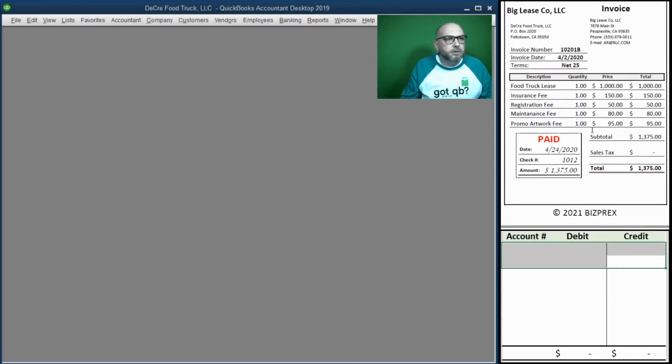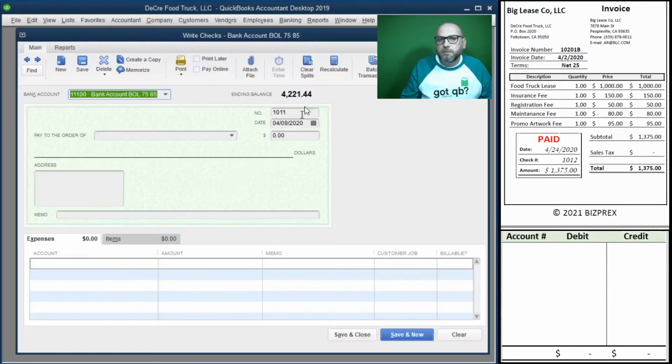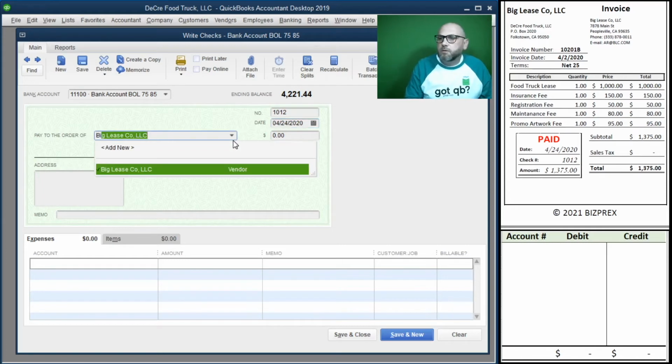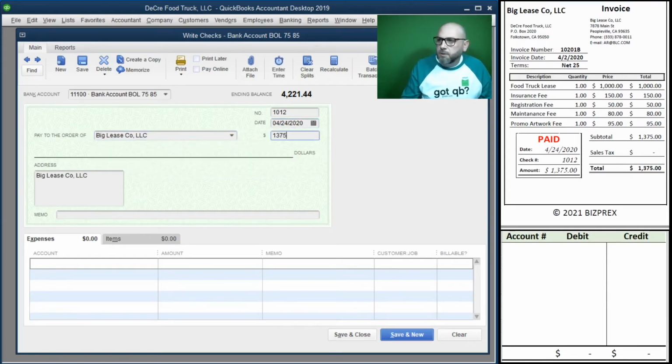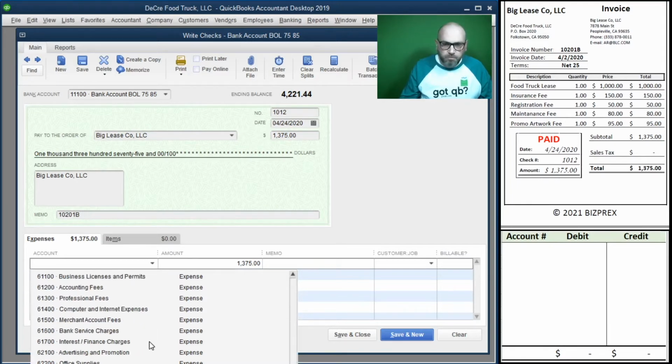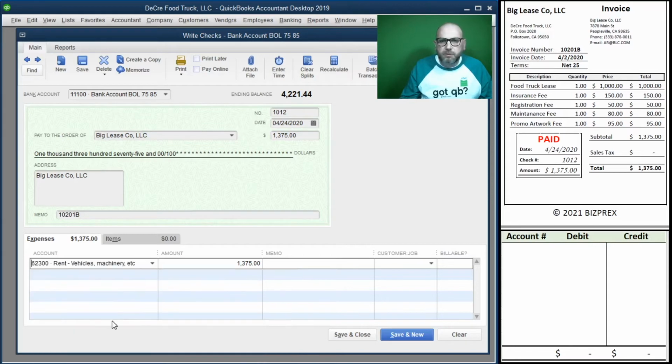And the next one is also by check. So we're going to pay that one with the check. Make sure your check numbers are correct. All right, that's our big lease company. And this one is one of our favorites, right? Because we get to book it against multiple expense accounts. This amount. So what do we have? We have a rent for the truck. Let's see, where's our rents? Here they are.